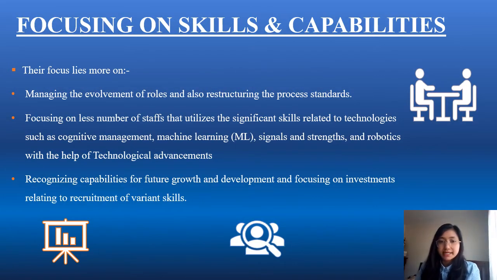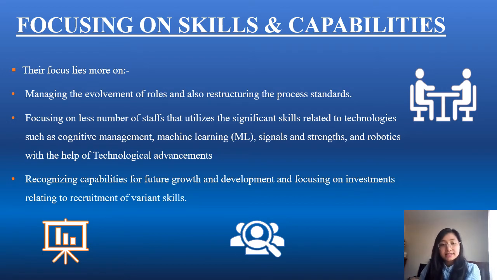Focusing on skills and capabilities. This is one of the most important aspects of performance standards, as when an organization or a company allocates a person to a task, it is important to see if they have the significant skills related to technology such as cognitive management, machine learning, signals, and they know their strengths and weaknesses, also know robotics with the help of technological advancements, and follow through and complete the task at hand.